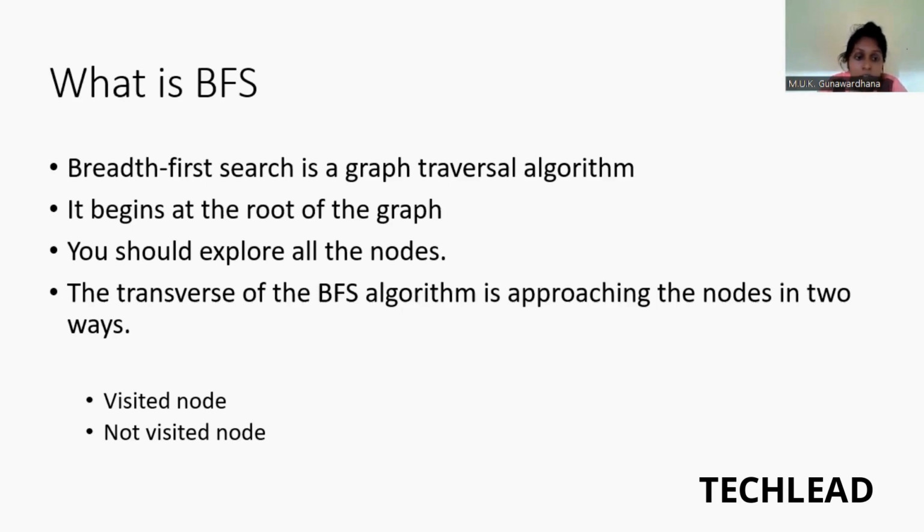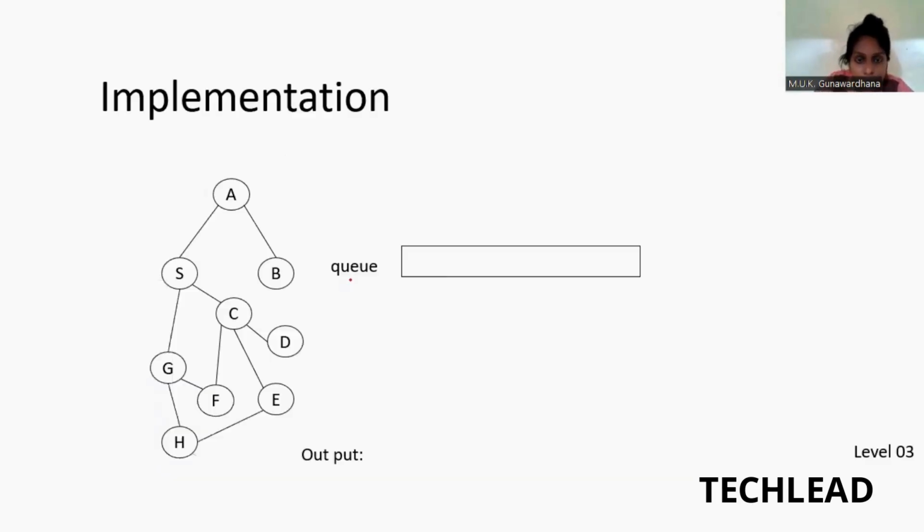The traversal of the breadth-first search algorithm approaches nodes in two ways. When we are traversing the graph, we can identify two types of node, visited node and unvisited node. These are all the information about the breadth-first search. Now we move to how the breadth-first search algorithm works. This is the implementation of the breadth-first search algorithm.